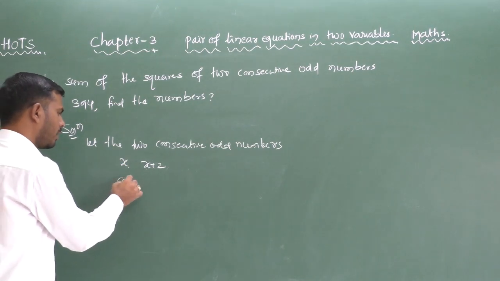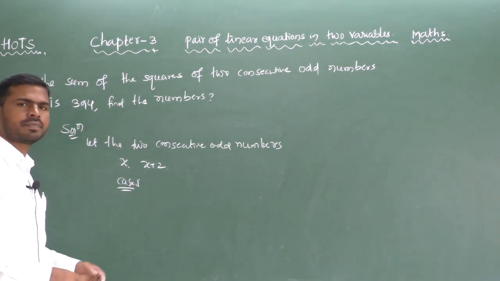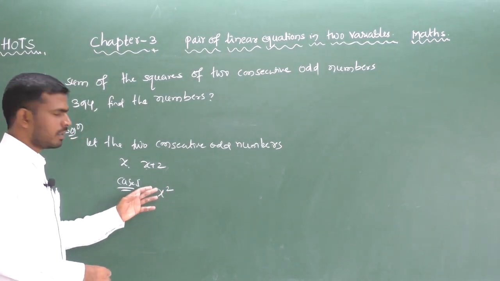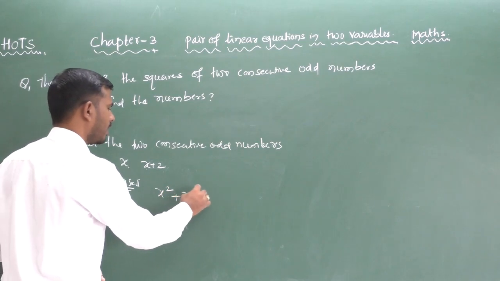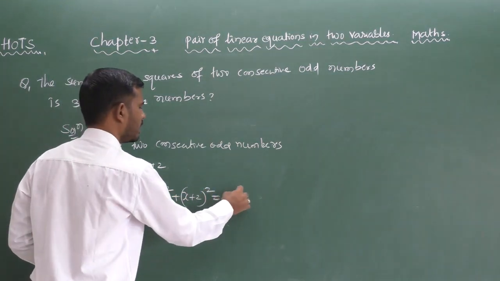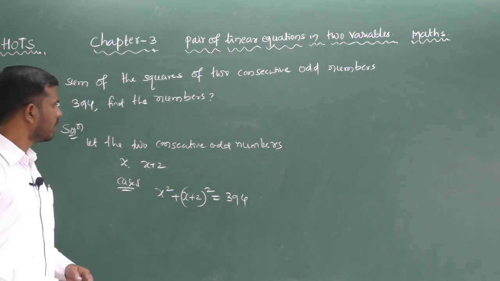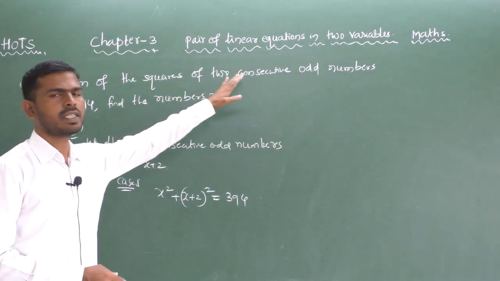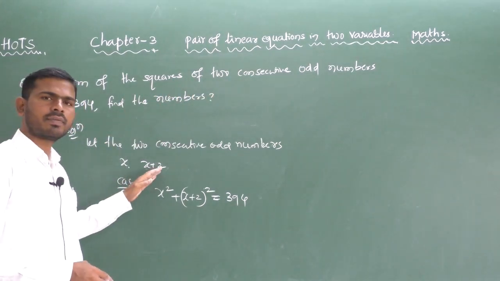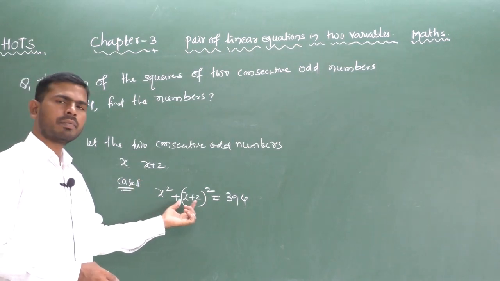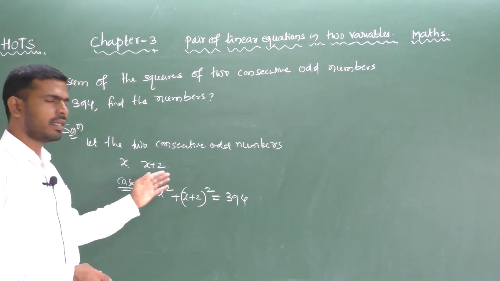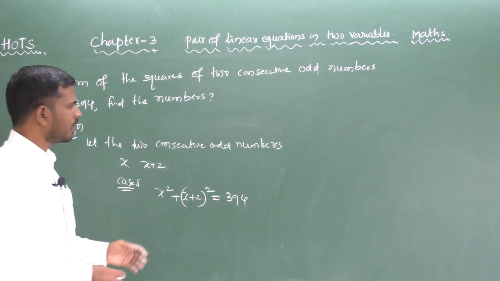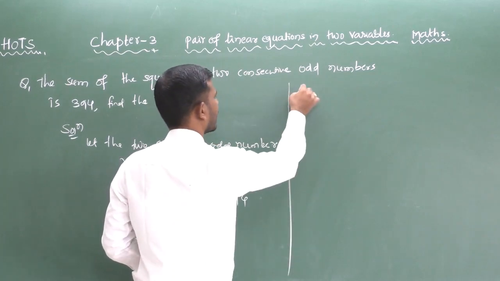So according to the condition or case 1, sum of squares. First consecutive odd number is x, square means x square, plus x plus 2 whole square is equal to 394. According to the condition, you can write here the sum of the squares of the two consecutive odd numbers, x square plus x plus 2 whole square is equal to how much? 394. Now we can simplify, means we will get here x square keep as it is.